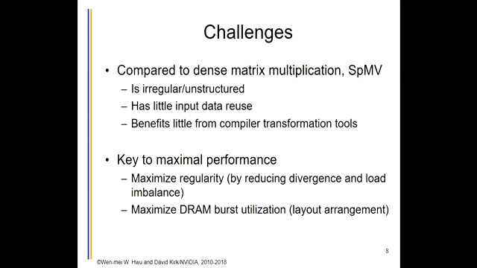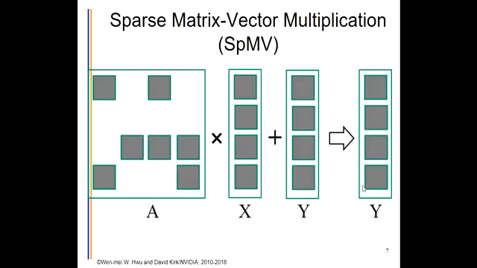So what are the challenges for SpMV? If we compare to dense matrix multiplication, SpMV is irregular and unstructured and has little input data reuse. In fact, unlike matrix-matrix multiplication, the elements in A are not reused. You take each row, you multiply that row with the x elements, and then you generate the result. Then you take the next row and multiply with the x elements.